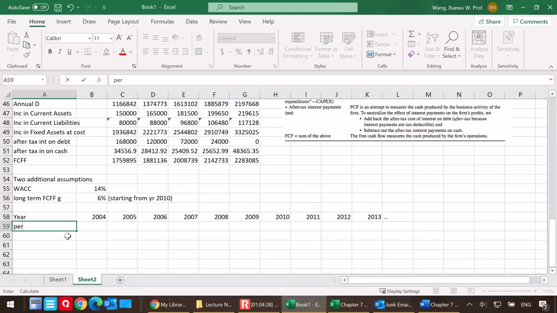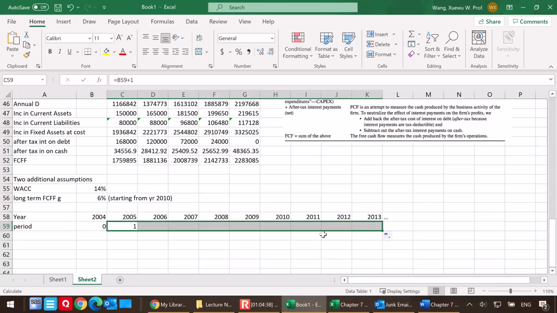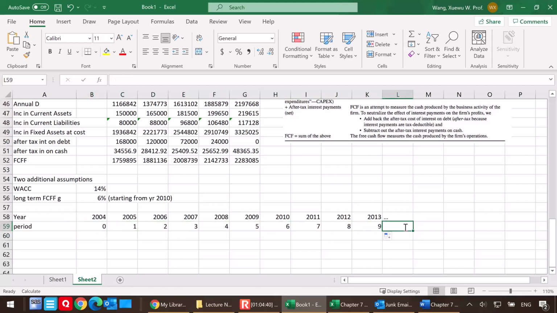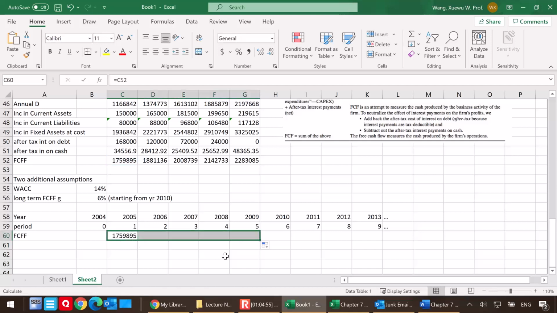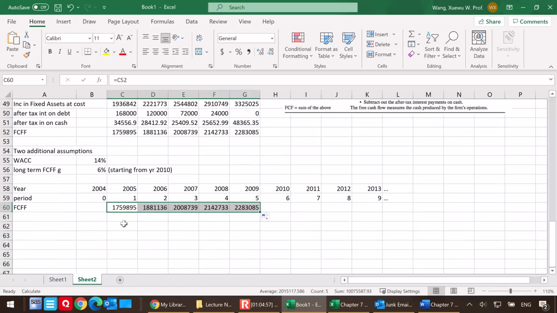All right, and then we can actually have my period timeline back because I need them for discounting. All right, so this is 1 period from today. I can actually copy this across. So 2013, that corresponds to period 9. And then we're going to look at free cash flow to the firm. So we just copy down the number here. That's for 2005. And I can copy this across. All right, so that's for 2009.